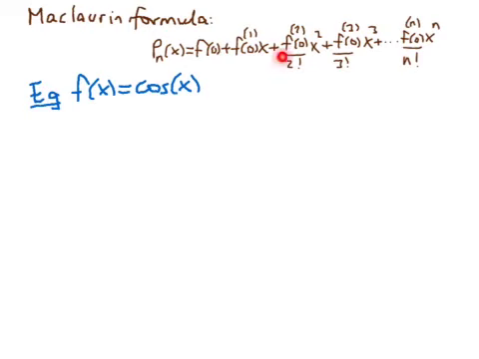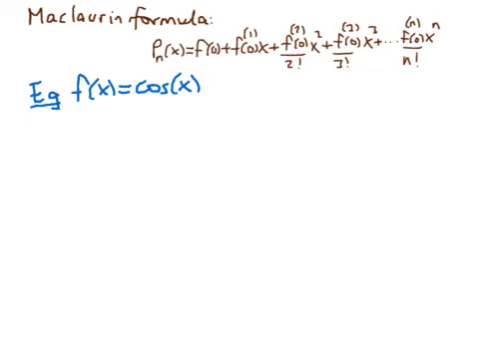So here I've written out the formula for the Maclaurin polynomial. You take the function evaluated at 0. You add the first derivative evaluated at 0 multiplied by x. You add the second derivative evaluated at 0, divide it by 2 factorial, multiply it by x squared. Repeat with the 3, x cubed, up to n, where n is as far as you go.